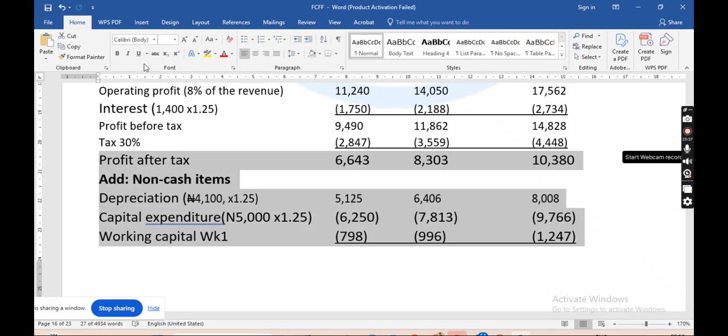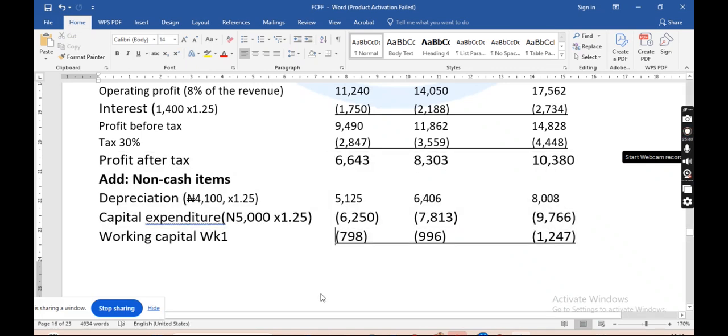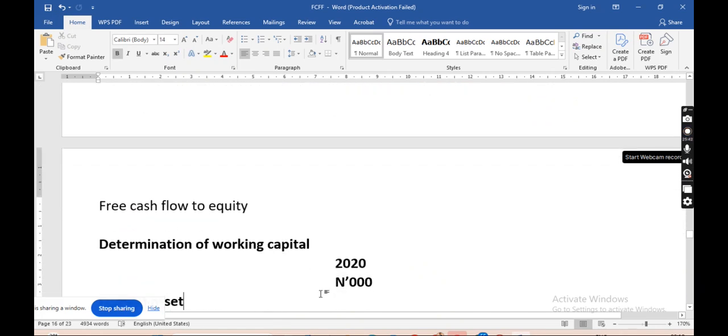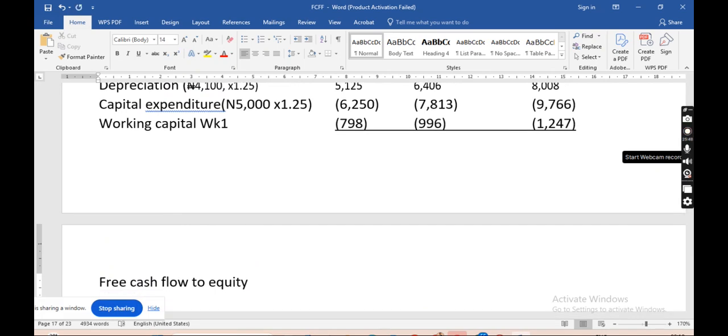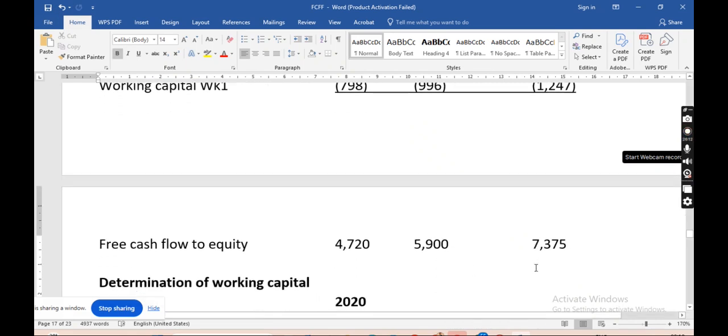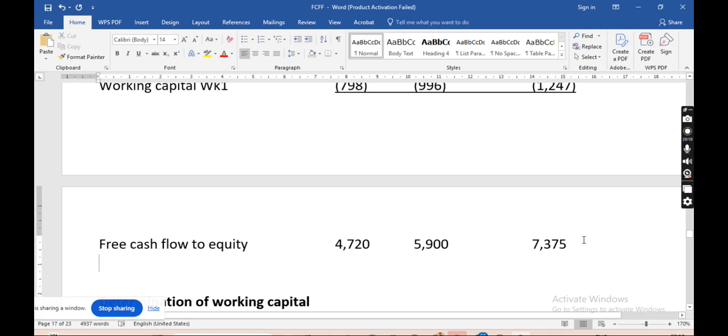The first one is 4720. The next one is 5900. Then next, 7375. Okay. So class, this is your free cash flow to equity. But what next? We need to discount it, right?